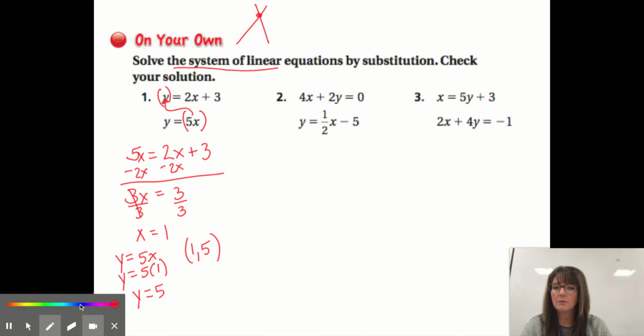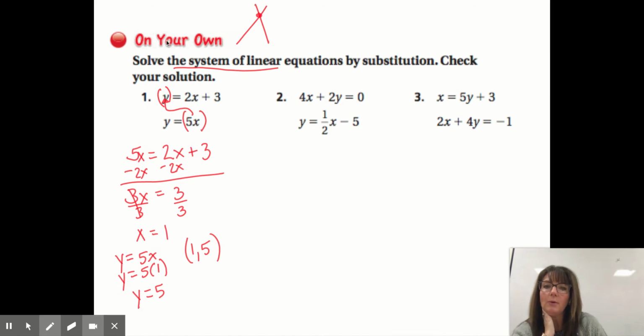Okay, we know that this is true. I'm going to change colors here. If we come in and everywhere we see a y, we replace it with a 5. Everywhere we see an x, we replace it with a 1, right? And we double check it.